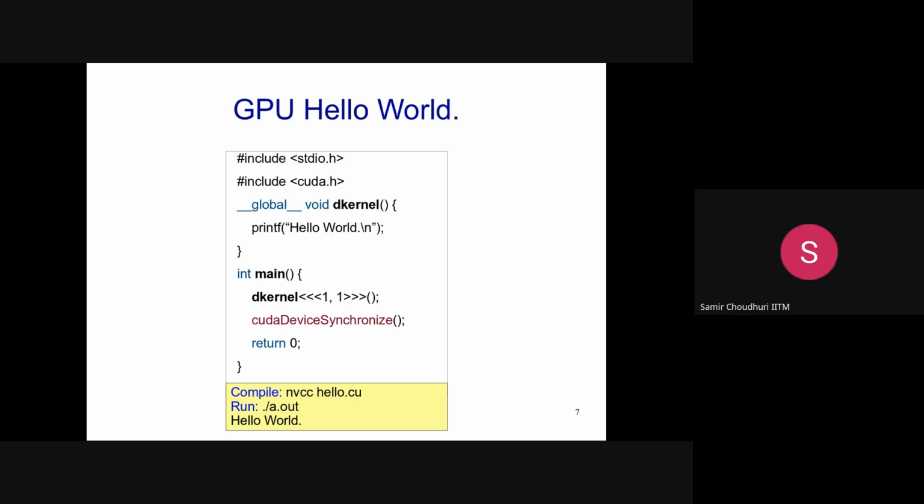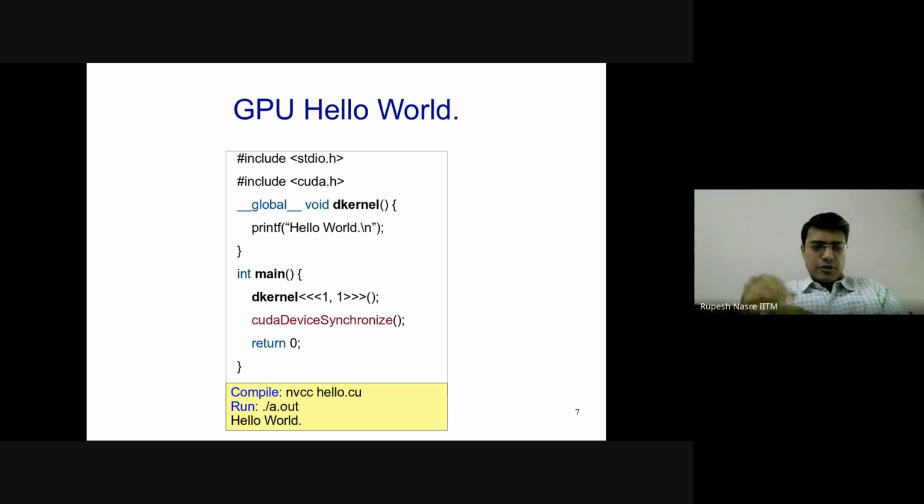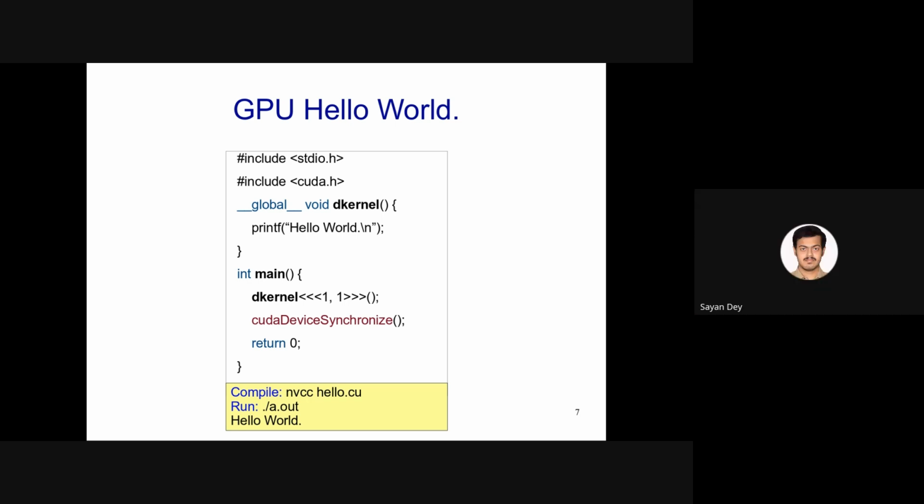Yeah, okay. Thanks. I'll also show you some notes with respect to some hardware characteristics of typical GPUs. But if there are questions, go ahead.